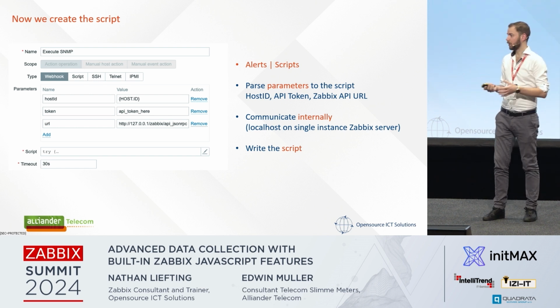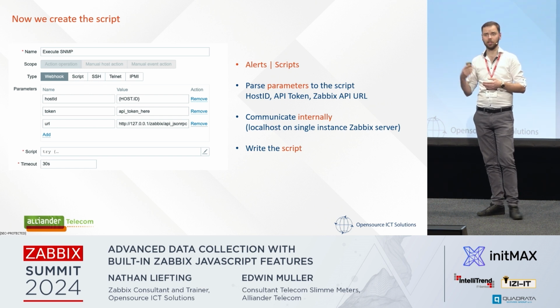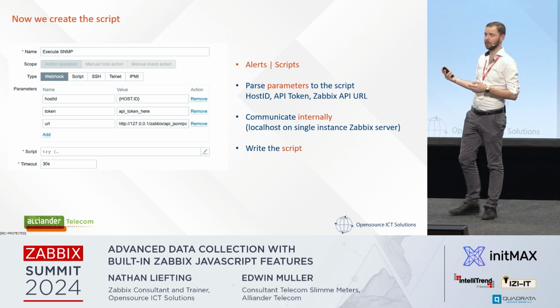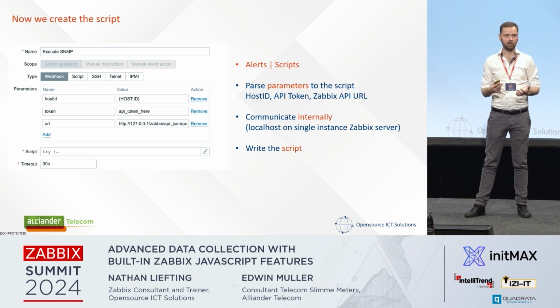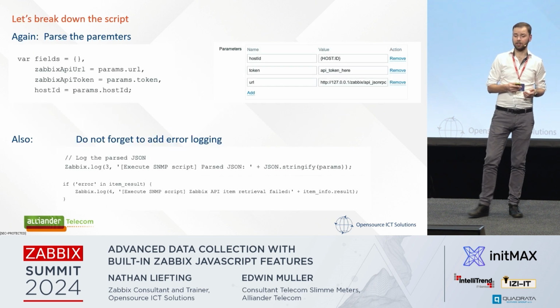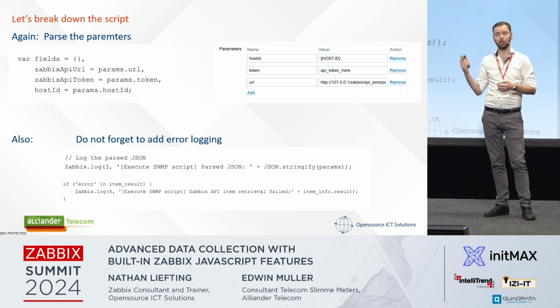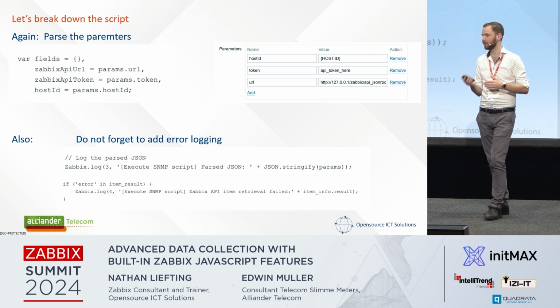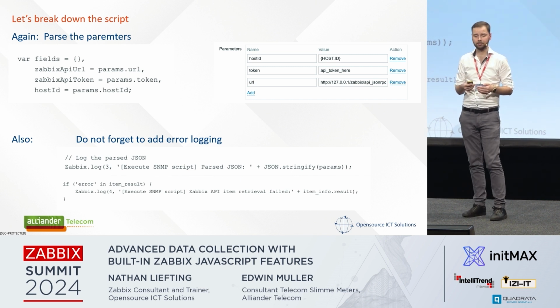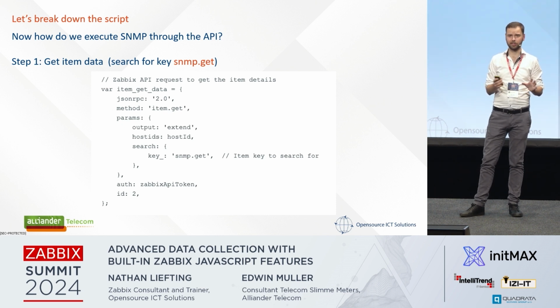We execute SNMP. Can we execute SNMP through the Zabbix API? Yes, we can. We set up an alert script and parse the parameters again: the host ID, API token, and the URL. Then we communicate internally, localhost to the Zabbix API. We parse those parameters, add some error logging, of course, to make sure that if something goes wrong, we can easily read it in the Zabbix server logs, and then execute the actual call. Now, the call is quite simple here.